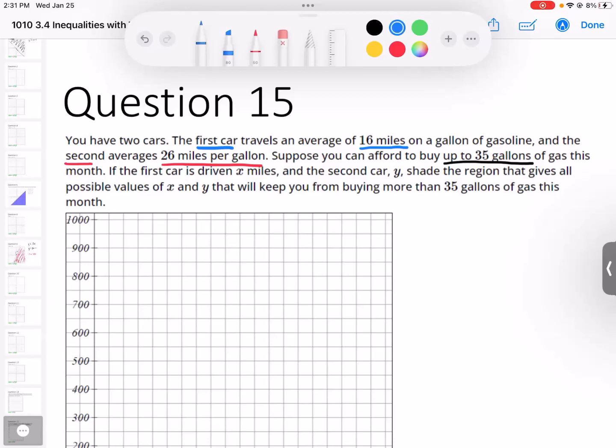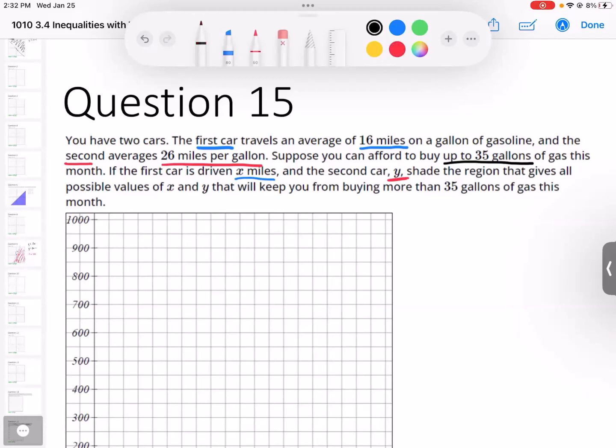And then it says if the first car is driven X miles, so I'm color coding these to make a match, and the second car is driven Y miles, shade the region that gives all the possible values of X and Y that will keep you from buying more than 35 gallons of gas this month.